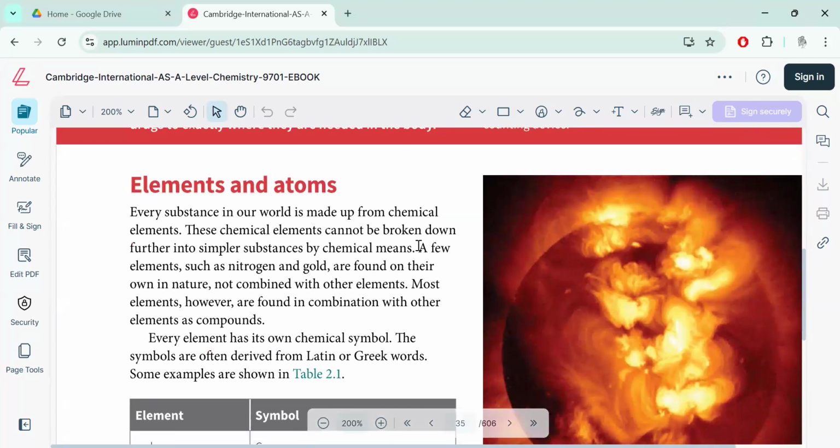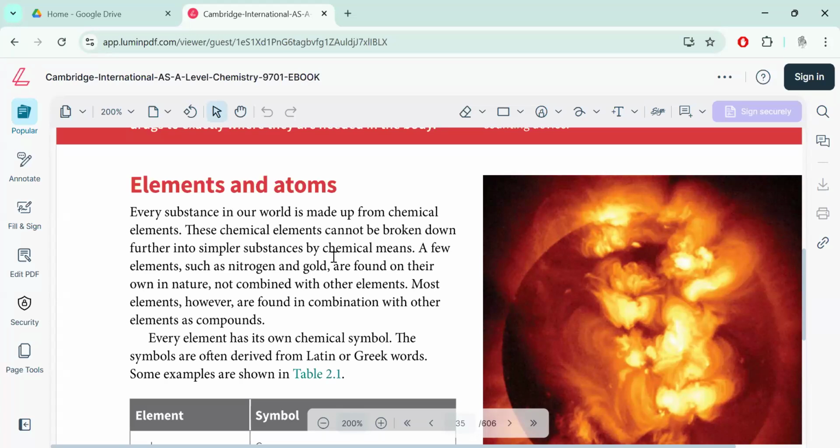Every substance in our world is made up from chemical elements. These chemical elements cannot be broken down further into simpler substances by chemical means. A few elements, such as nitrogen and gold, are found on their own in nature, not combined with other elements. Those elements, however, are found in combination with other elements as compounds. Okay, so technically the ones that we've learned from the periodic table, they're called elements.